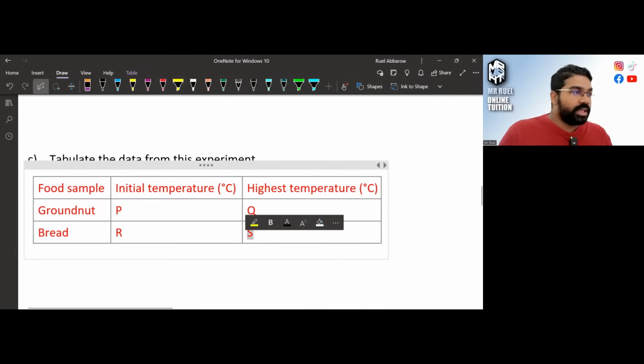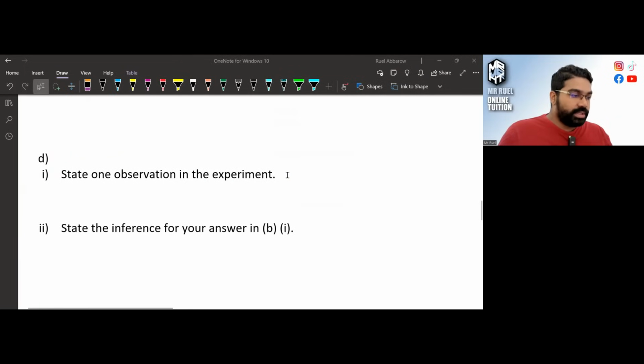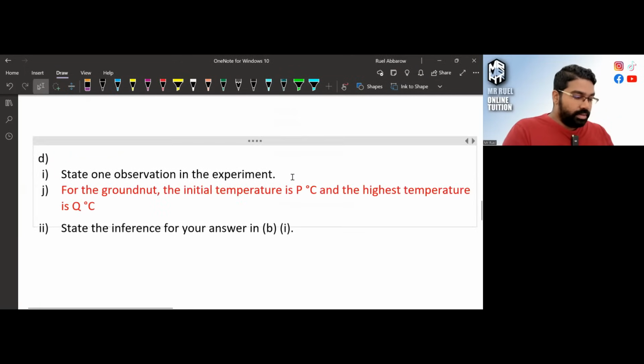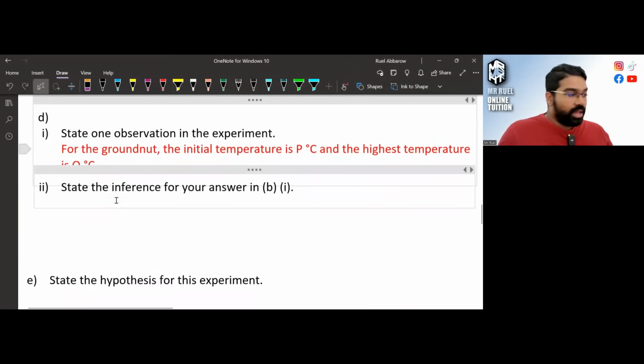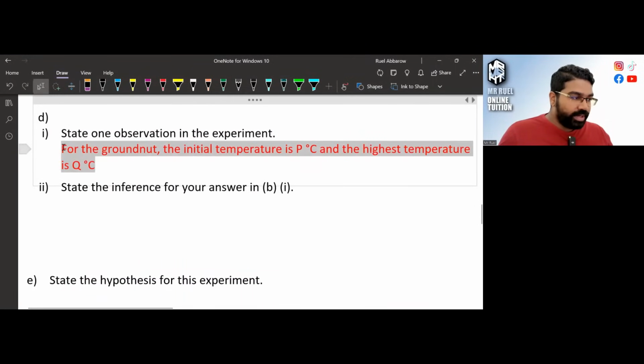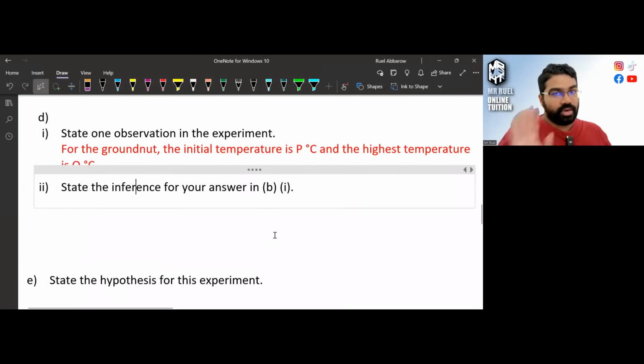All right. So that's exactly what we are going to say. For the groundnut, the initial temperature is P degrees Celsius, the highest temperature is Q degrees Celsius. And then what is the inference for this? Inference here, once again, is the explanation. This one is just like chemistry, not like physics. Inference is just explaining the observation.